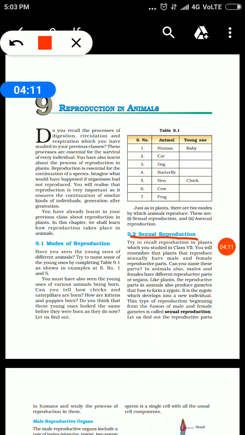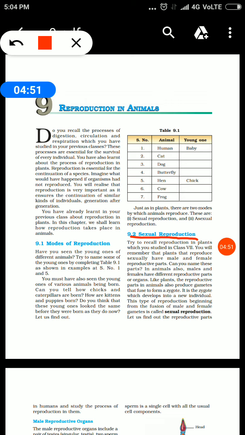Let's just read this paragraph. Try to recall reproduction in plants which you studied in class 7th. You'll remember that plants that reproduce sexually have male and female reproductive parts. So if sexual reproduction is needed, then it should have male reproductive parts and female reproductive parts. Means both the parents are needed. So can you name these parts? In animals also, males and females have different reproductive parts or organs. Like plants, the reproductive parts in animals also produce gametes that fuse to form a zygote. It is the zygote which helps us form a new individual.